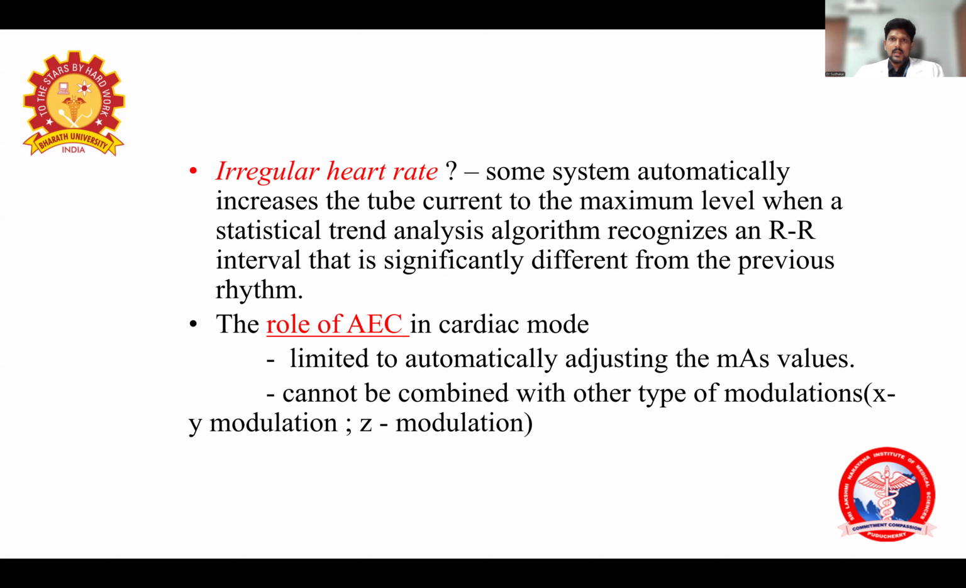What about an irregular heart rate? Some systems automatically increase the tube current to the maximum level when a statistical trend analysis algorithm recognizes an RR interval that is significantly different from the previous limit. The role of AEC in cardiac mode is limited to automatically adjusting the MAS values, and it cannot be combined with other types of modulation, compared to the other body CTs.